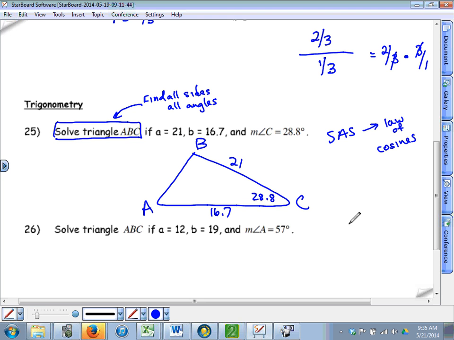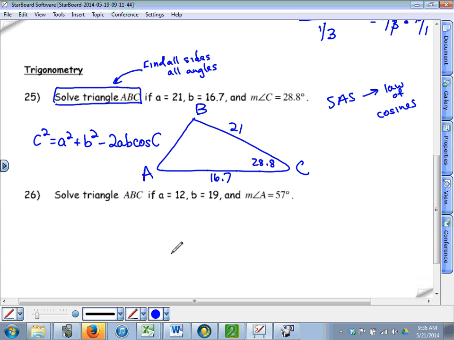The formula is c squared equals a squared plus b squared minus 2ab cosine C. That's the law of cosines. Well, that's one version of it. What if it wasn't angle C that we were given? Could we rearrange this however we really wanted to serve our purpose? Anyway, this is going to give us side c.